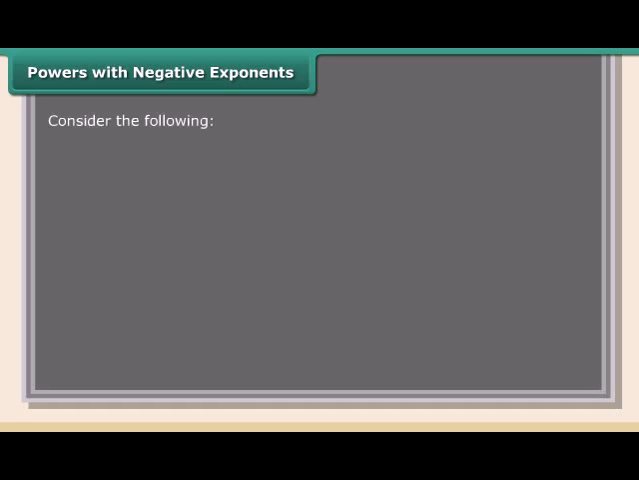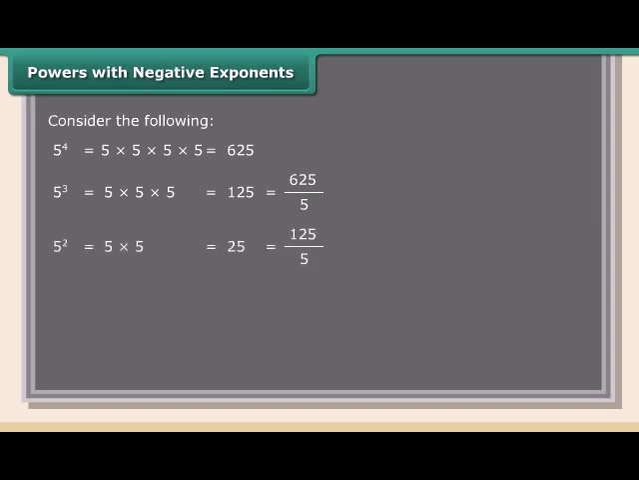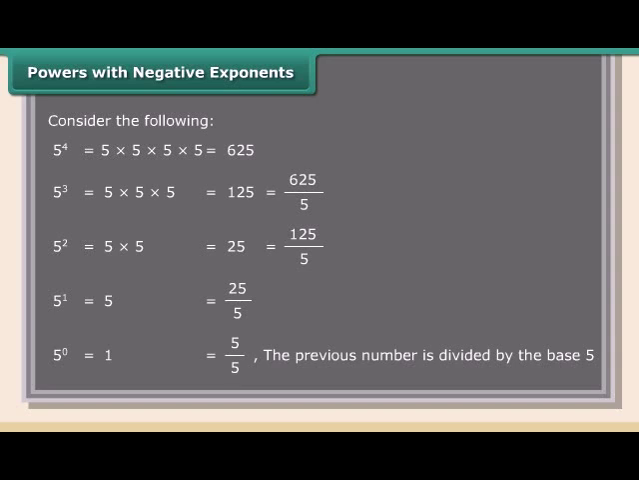Consider the following. 5^4 = 5 × 5 × 5 × 5 = 625. 5^3 = 5 × 5 × 5 = 125, which is equal to 625 upon 5. 5^2 = 5 × 5 = 25, which is equal to 125 upon 5. 5^1 = 5, which equals 25 upon 5. 5^0 = 1, which equals 5 upon 5. Each previous number is divided by the base 5.